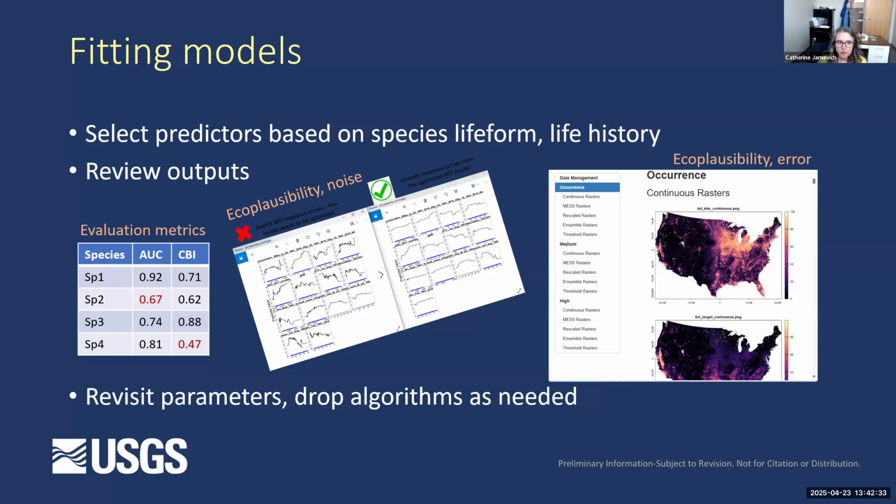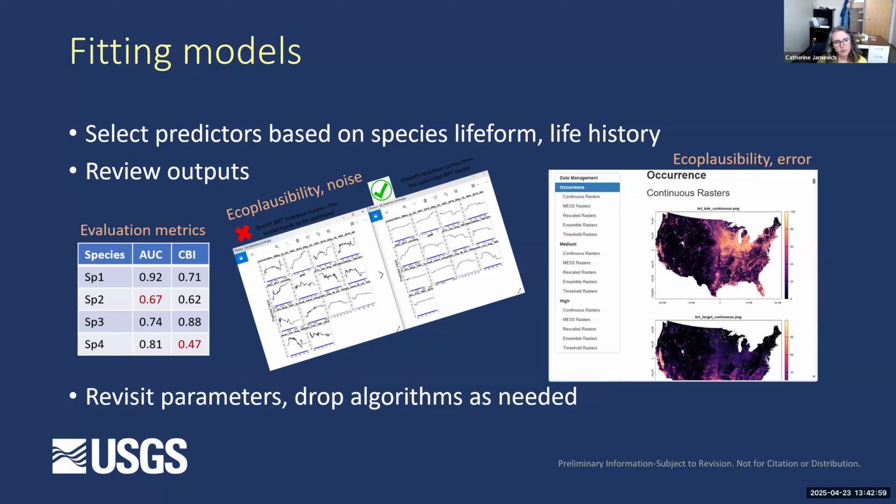So we select predictors based on a species' life form and their life history. If you think about an invasive annual grass species in the Western US, the climate data and the seasonality that we might use for that is going to be very different from a vine species in Florida, like what might be important for those species. So we try to take that into account in selecting the predictors.